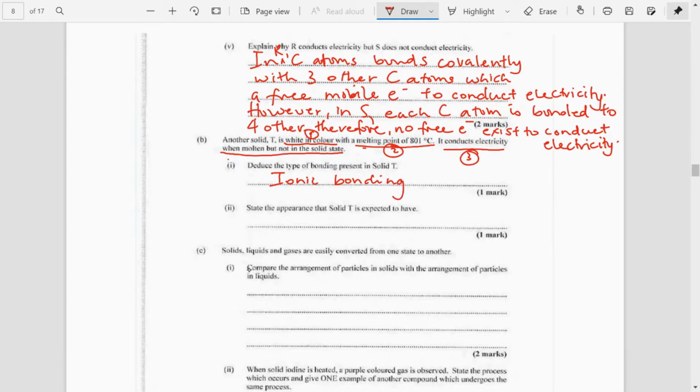And this is a clue. It conducts electricity when molten but not in solid state. Essentially, in ionic compounds in the solid state, the ions are in fixed positions. They're not able to move, so the charged particles cannot conduct electricity. However, when molten, they're free, and hence the ions are able to conduct electricity. State the appearance that solid T is expected to have. Of course, it's white, so in this case, you can just put that it's crystalline.